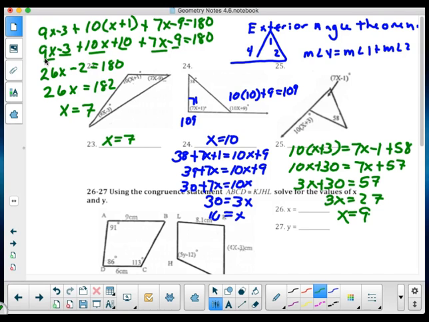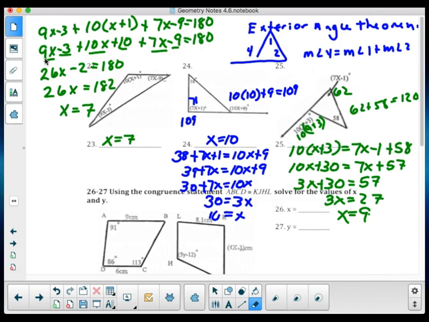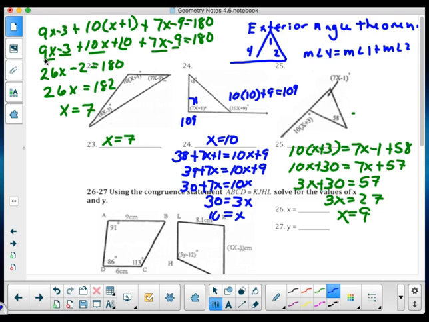So if x is 9, 9 times 7 is 63, minus 1 is 62, and 62 plus 58 gives me a 120, and 9 times 10 plus 30 is 120 as well, because 9 plus 3 is 12 times 10. It's going to give me 120 as well. So I'm very confident to say that x is 9 here.